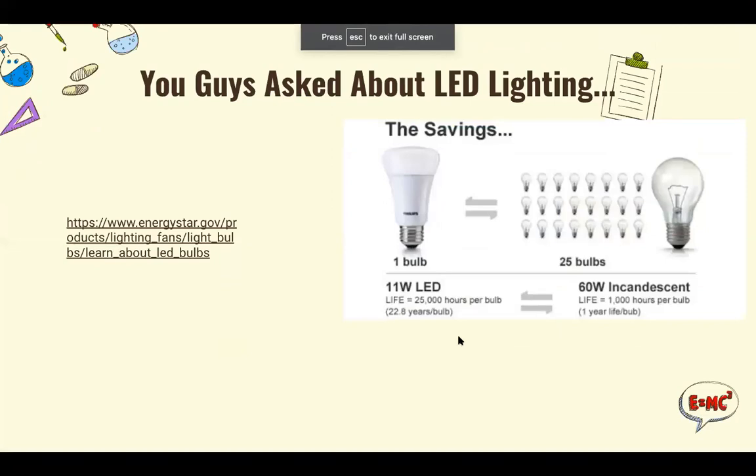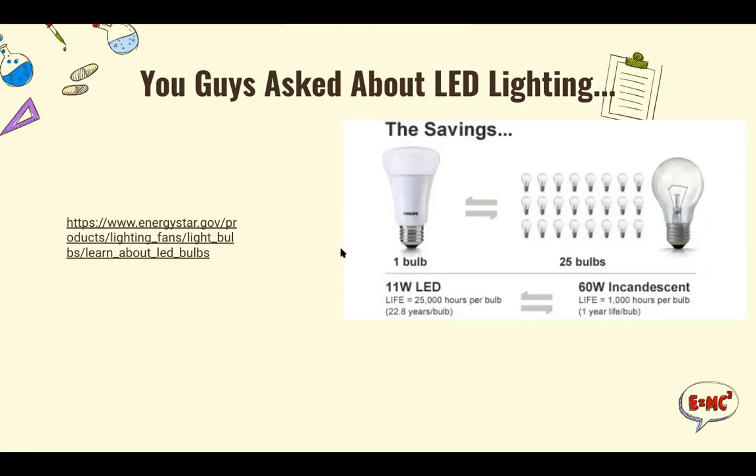And you had asked about LED lighting. LED lighting is one of those energy efficient things. So we see here that we have an LED bulb. It is 11 watts. Okay, so 11 watts, that means how much power it has, right? And the life is equal to 25,000 hours per bulb, 22.8 years per bulb. That is amazing.